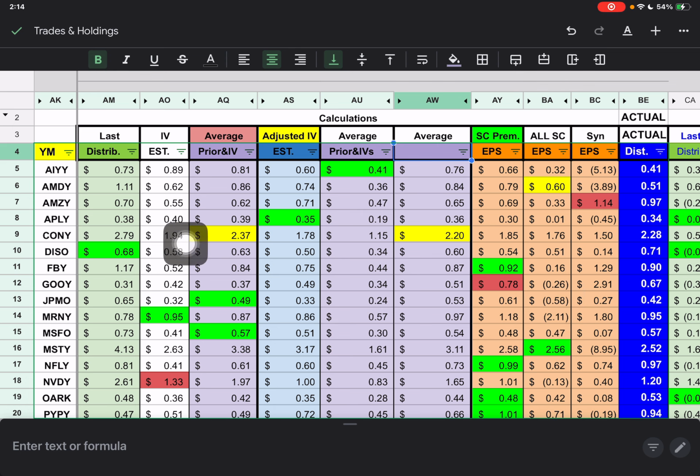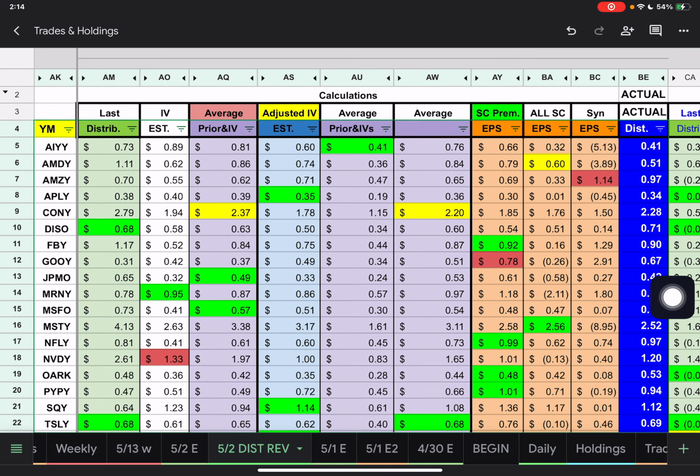And then these colors, this green, purple, blue, purples, were just based on how they were before. So these purples were averages. These oranges were based on the actual trades. And then the other ones were just different colors to have different colors. And then, of course, this is our actual distribution in column BE.